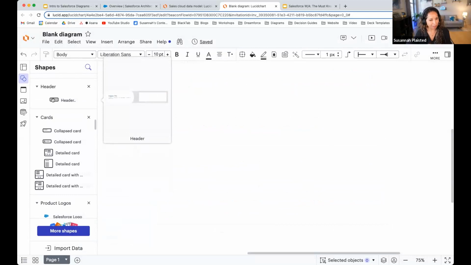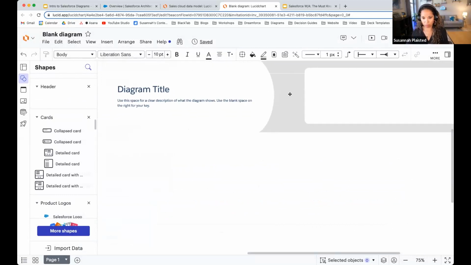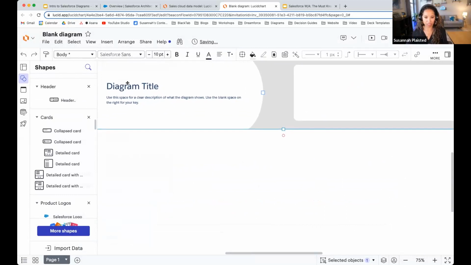So in almost all of Matt's diagrams, you probably saw a header that talked about what type of diagram it was, and the objects or the relationships were up here in this key. So you can go ahead and customize this. Really, obviously easy.